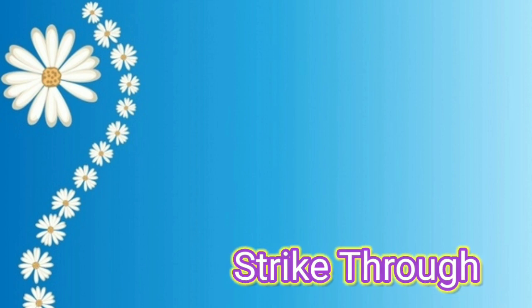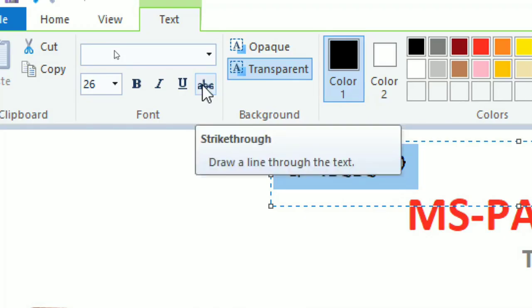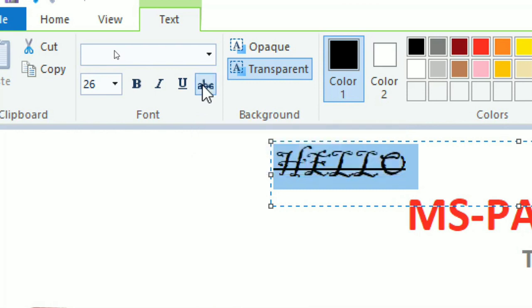Now the next component is the strike through component. You can select this option by clicking the button marked ABC with a cut mark. The strike through option strikes a line through the text in the text box, as you can see on the screen. So if you click on this option, a line will strike through the selected text. If you want to remove this line, you have to click on the same option again.